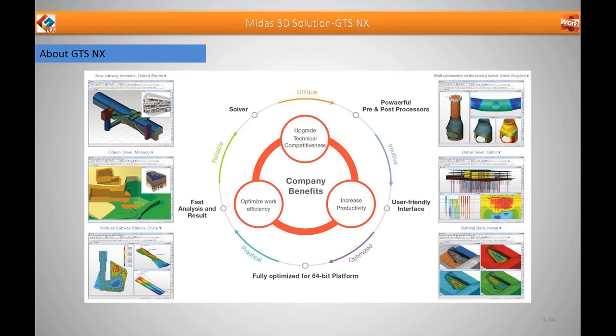GTS Nx is a 3D finite element analysis software with its own pre and post processor and a very effective solver. It has a fully optimized platform for 64-bit, and with the 64-bit platform you can model large scale models and consider multi-frontal meshing for your model. Also with GTS Nx, you can open 2 to 3 models at a time and hence work on them simultaneously, just saving your time. So just run the analysis on one model and in the same window you can work on the other model. So it is possible with GTS Nx.